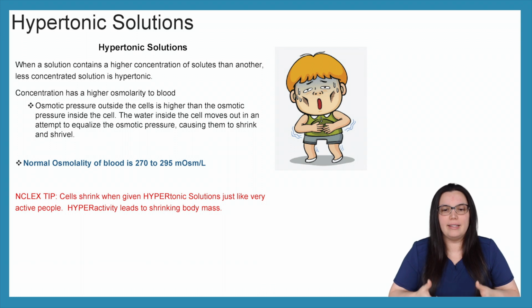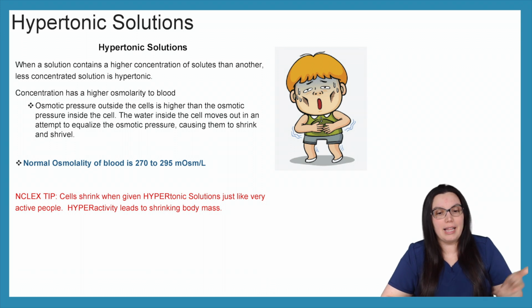The water inside of the cell moves out in an attempt to equalize that osmotic pressure, causing the cells to shrink and shrivel. So again, normal osmolality of blood is between 270 and 295. So these are going to be much higher than 295.